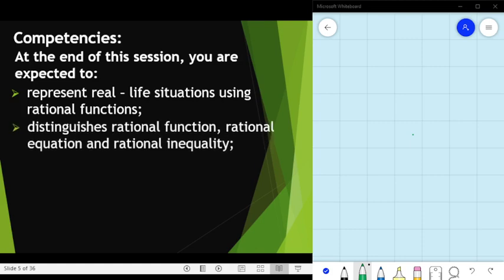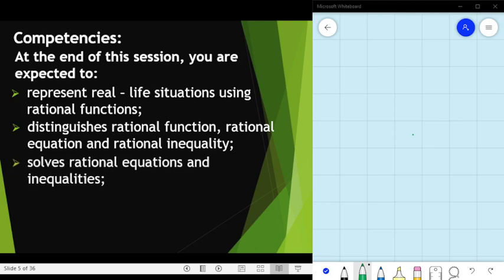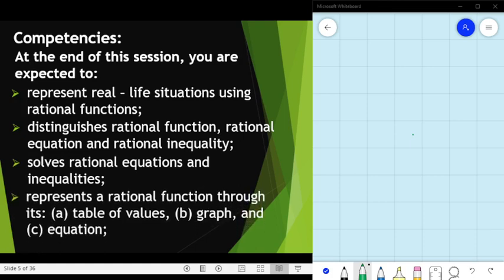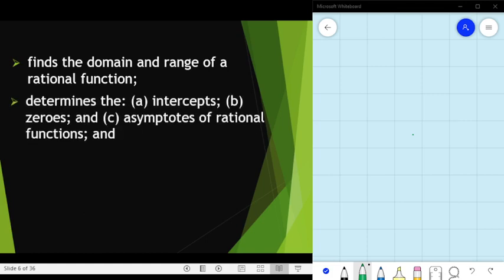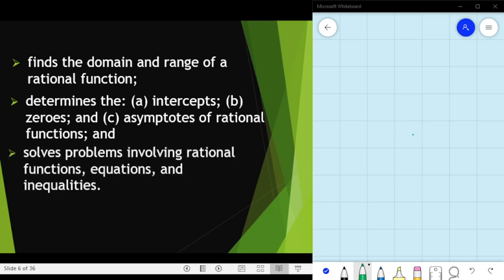Distinguishes rational function, rational equation, and rational inequality. Solves rational equations and inequalities. Represents a rational function through its table of values, graph, and equation. Finds the domain and range of a rational function. Determines the intercepts, zeros, and asymptotes of rational functions. And solve problems involving rational functions, equations, and inequalities.